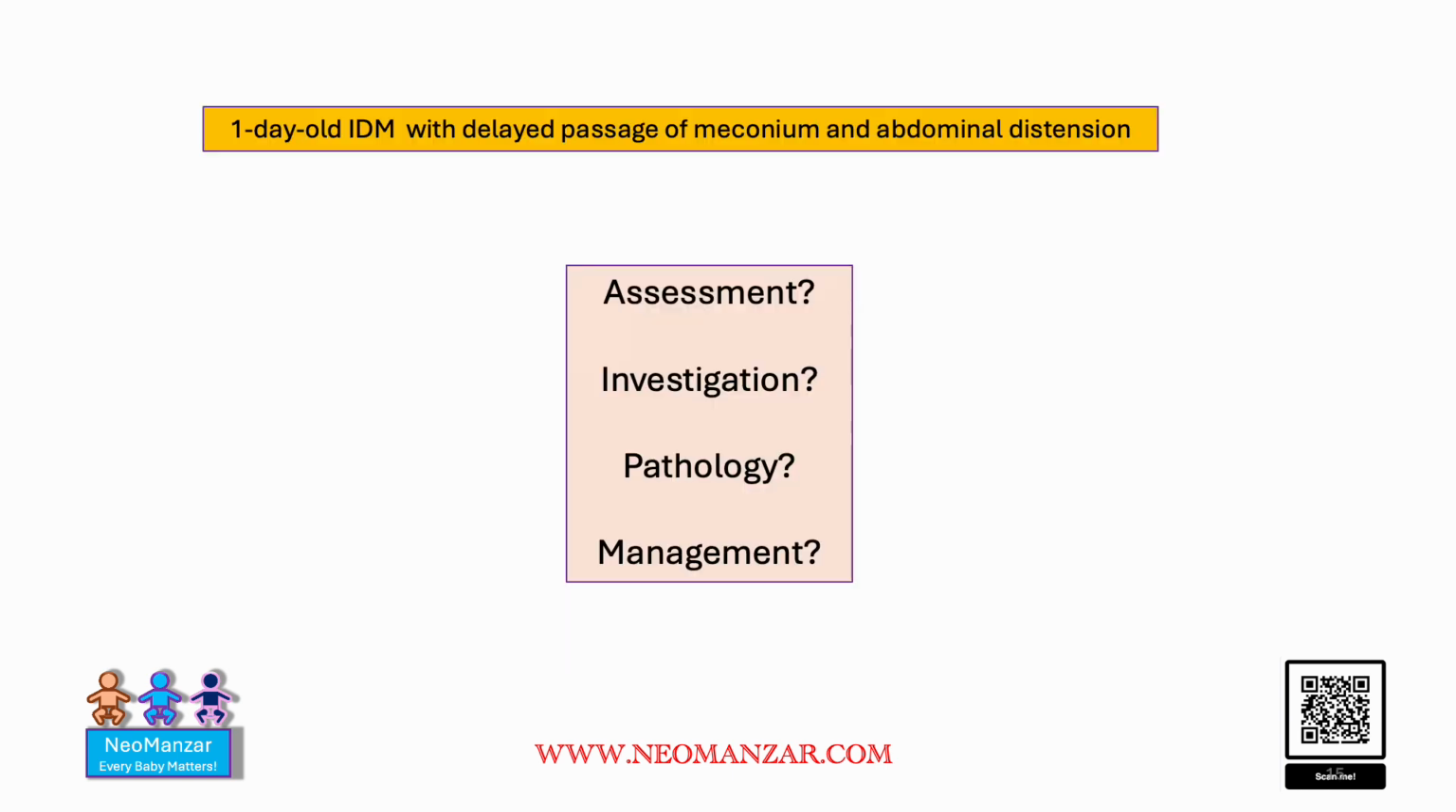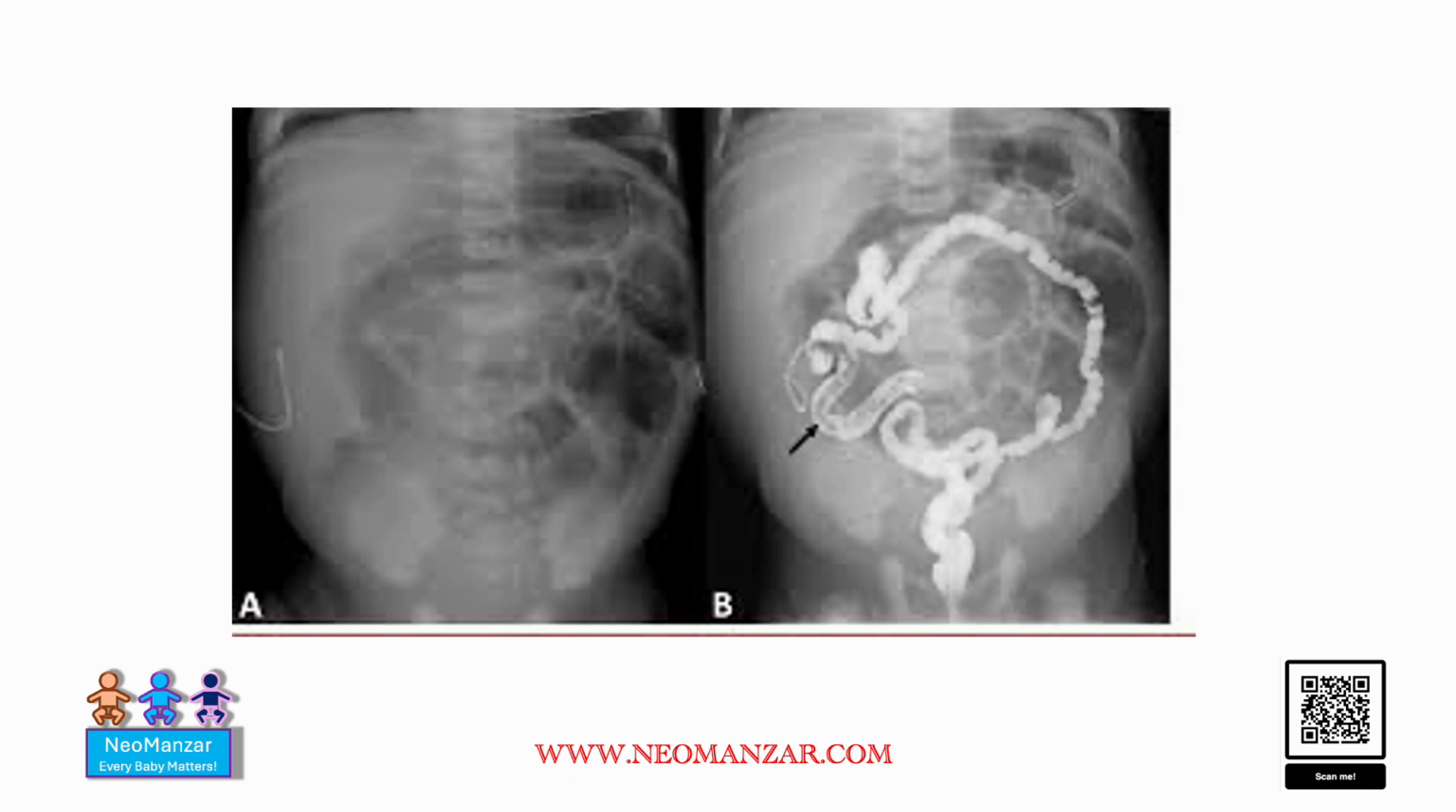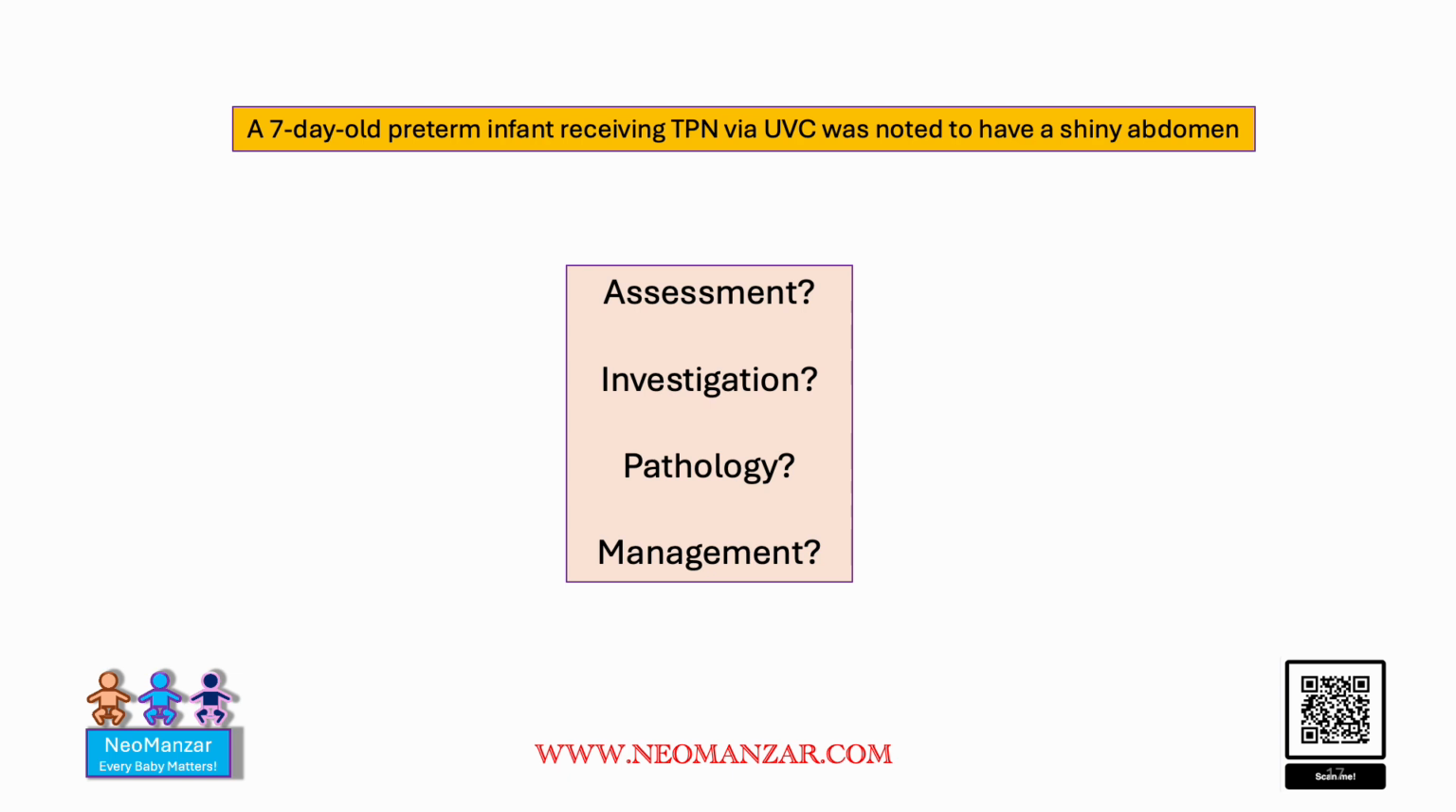The next one is a 1-day-old infant of a diabetic mother who had delayed passage of meconium and some abdominal distension. Again, 4 things. Think about what the possibilities are. So here we did a study and we noted microcolon. Remember that microcolon and meconium ileus sometimes present in the same way, but of course without the history of cystic fibrosis or anything in the baby, and especially with the history of infant of diabetic mother, you think of microcolon.